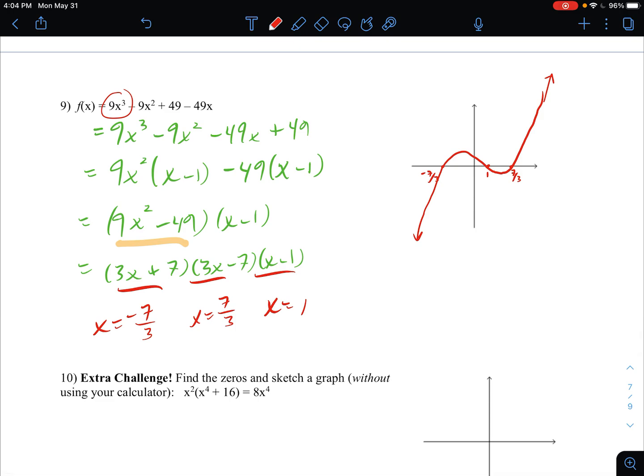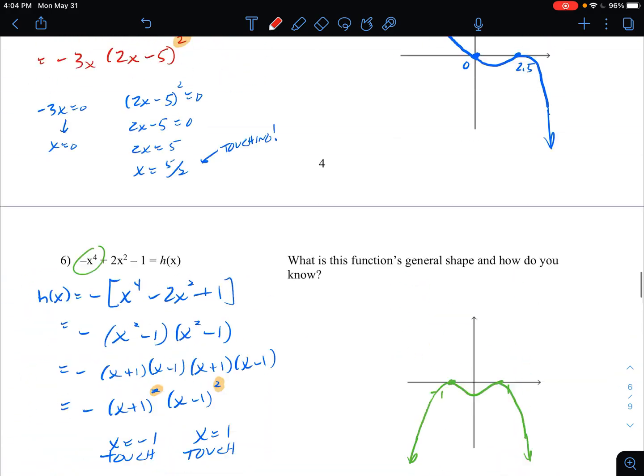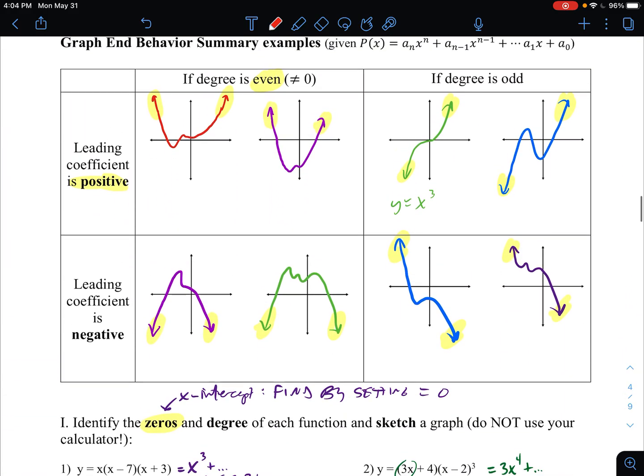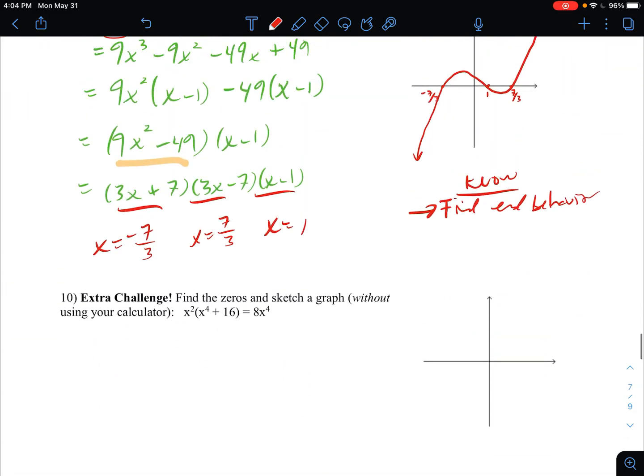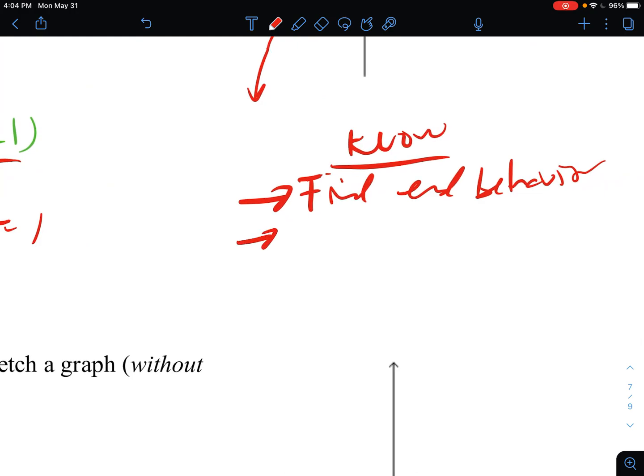So I went through this quickly. Don't panic if some of these factorizations were not obvious to you, but the key things you want to know, just to summarize, you want to know how to find the end behavior. You find the end behavior just by looking at the first term, assuming it's in standard form, and we have this table up here. It tells you everything you need to know. We also want to know how to find x-intercepts by factoring.